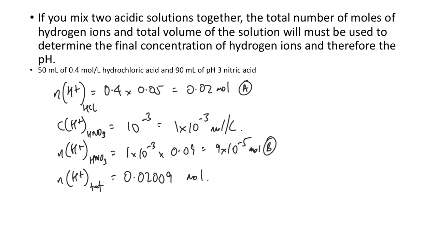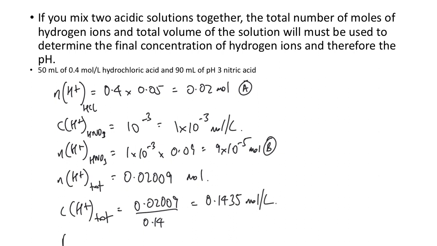0.02009 mole. Work out the concentration, which will be 0.02009 over, what's the total volume? 140 mils, right? And that will be 0.1435 mole per liter. And then you can do the pH is equal to negative log 0.1435, which happens to be some value, 0.8143. All right, so that's that one there.